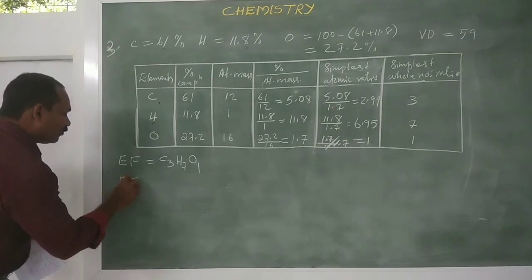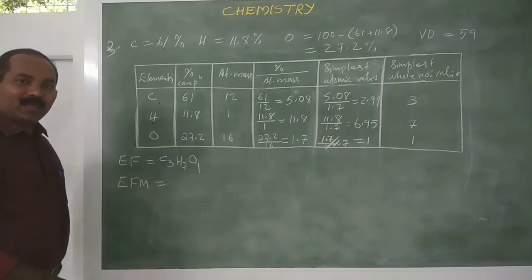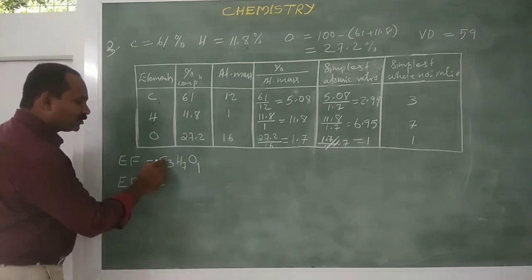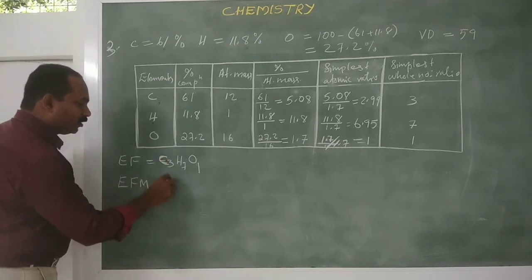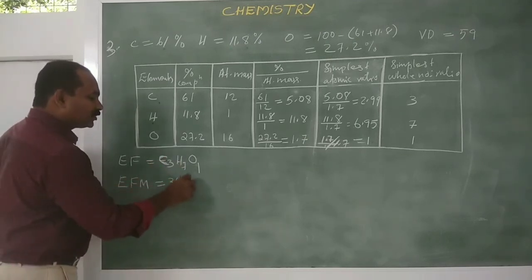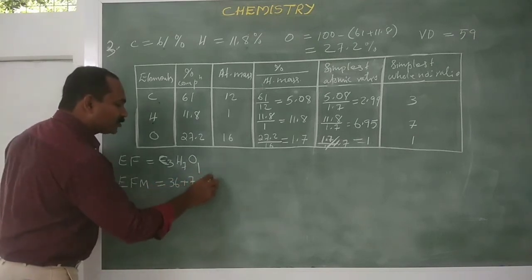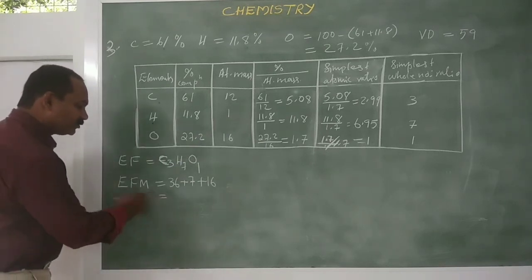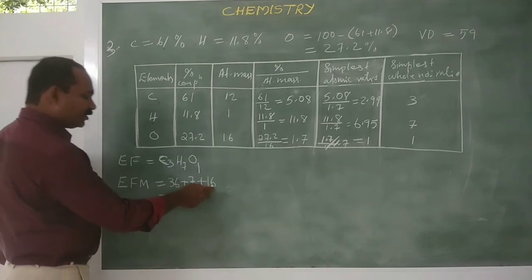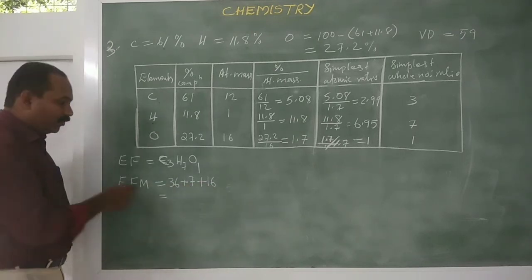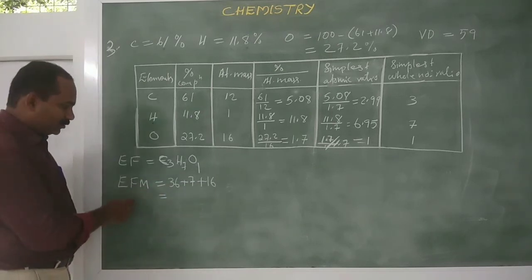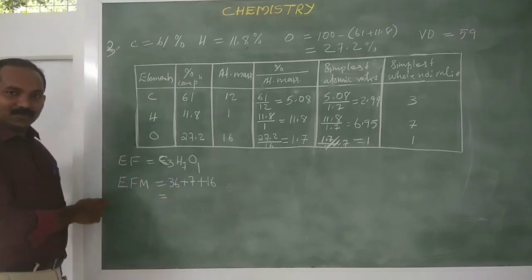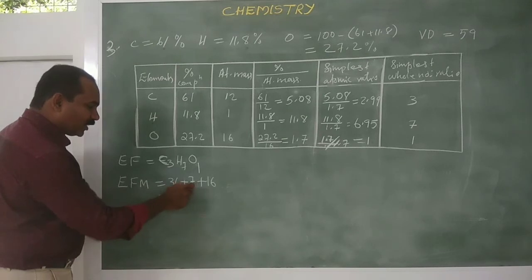What is the empirical formula mass? Immediately you calculate it. C3 is 3 into 12, that is 36. 7 hydrogen, so 7 into 1, 7. Plus 1 oxygen, that is 16. 36 plus 7 is 43, plus 16 is 59. Sorry, that is 59.